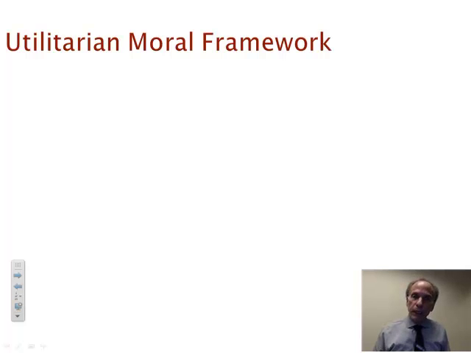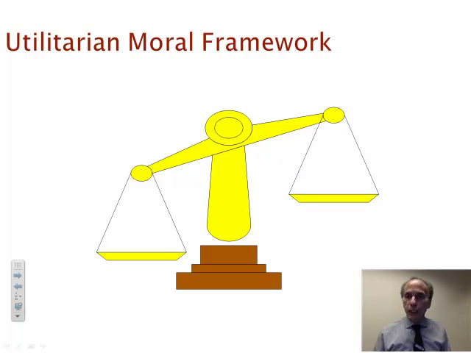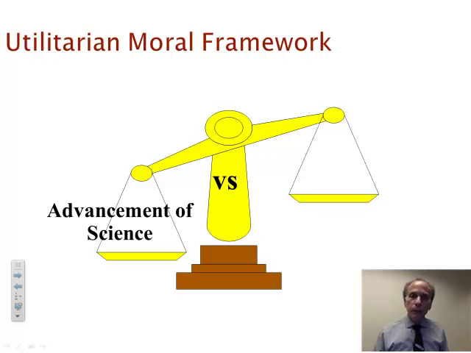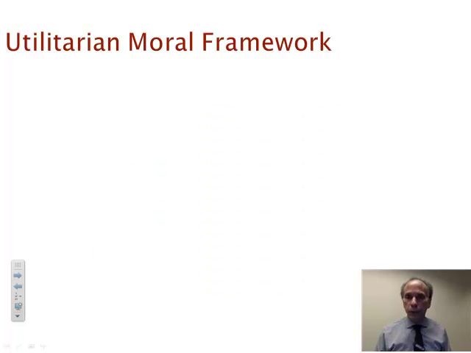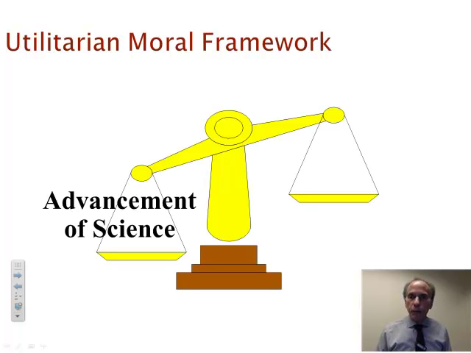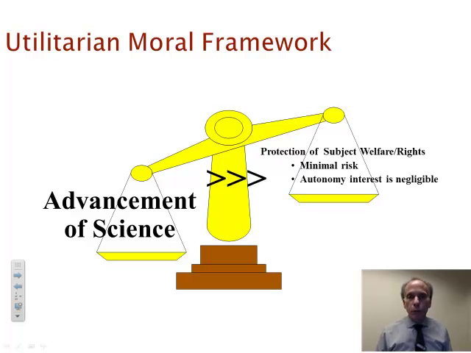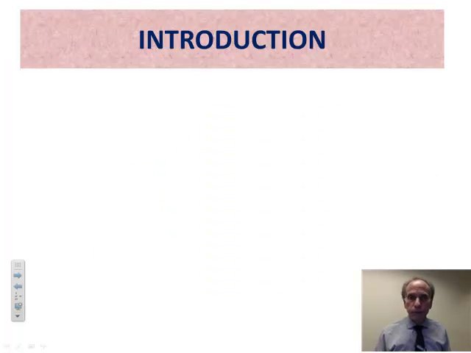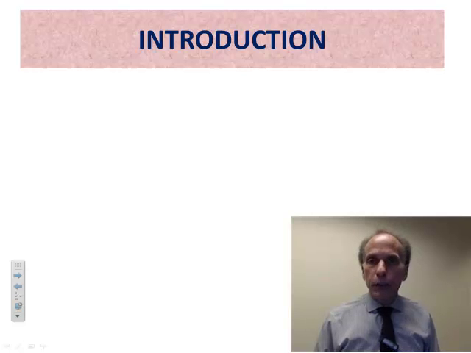Now, one can justify a waiver of consent if we use a utilitarian framework that balances two competing interests. One being the advancement of science to enhance population health, and the other being the protection of the welfare and rights of subjects. Now, there might be instances in which the benefits obtained from the research are great enough to justify overriding an interest in subject welfare and rights. This can occur when the research presents no more than minimal risk and the autonomy interest is negligible. With this background, let's look at what the regulations say about a waiver of informed consent.